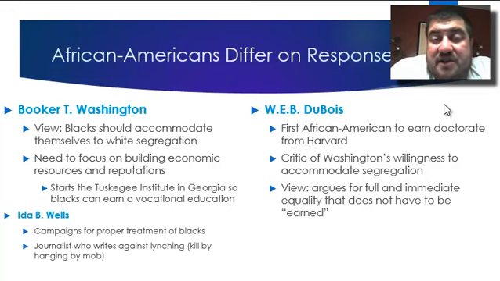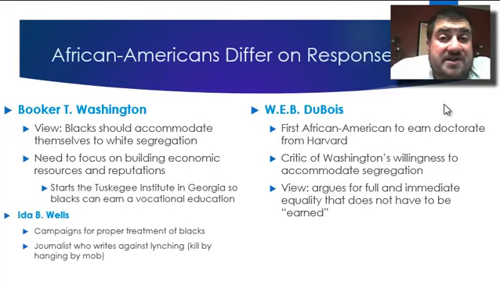And he starts something called the Tuskegee Institute in Georgia, so blacks can earn a vocational education. And that means it's kind of like Anthis Career Center. You go and learn a trade rather than going and learning academics. They can then apply it right away and start earning a living for themselves.